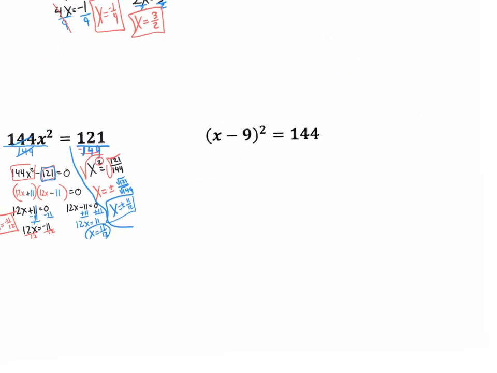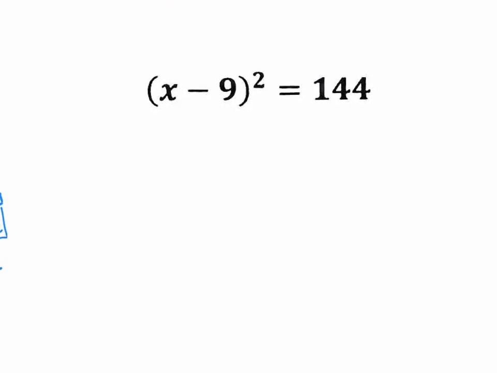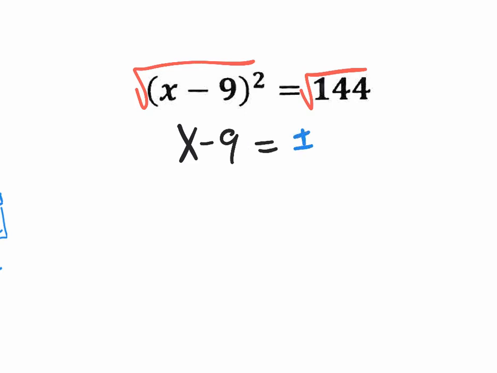So this guy is ridiculously easy as well. Why? Because there's a square, and to get rid of a square, you do the opposite of a square, which is a square root. What you do to one side, do to the other side. What would you have left? X minus 9 equals, you need a plus or minus in front of your answer, which would be 12. The square root of 144 is 12. So for your final step, you'd have to get rid of that minus 9 by adding 9 and adding 9.